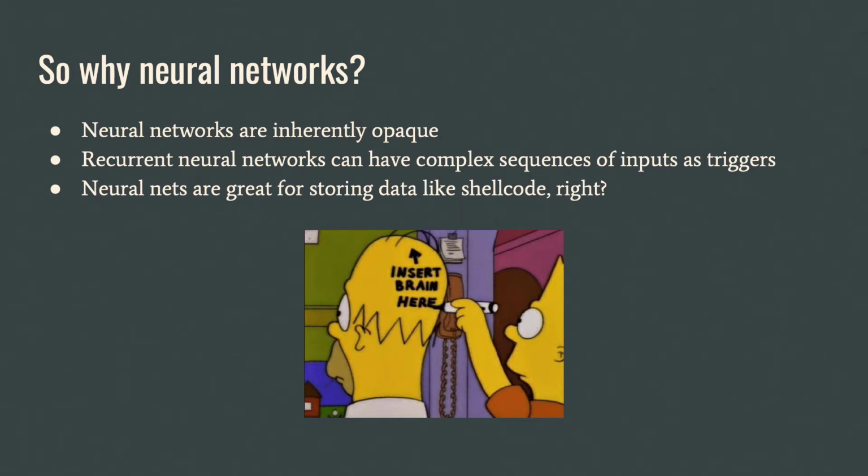And then, of course, neural networks are great for storing data like shellcode, right? They're actually not. This is actually a really stupid application of neural networks. To be honest with you, this is not what they're good at. I'm really using them because they're so hard to understand. They're perfect obfuscation machines, which is usually a problem.